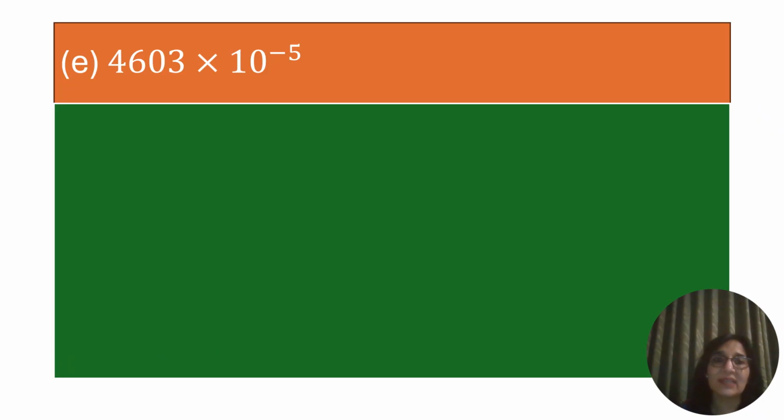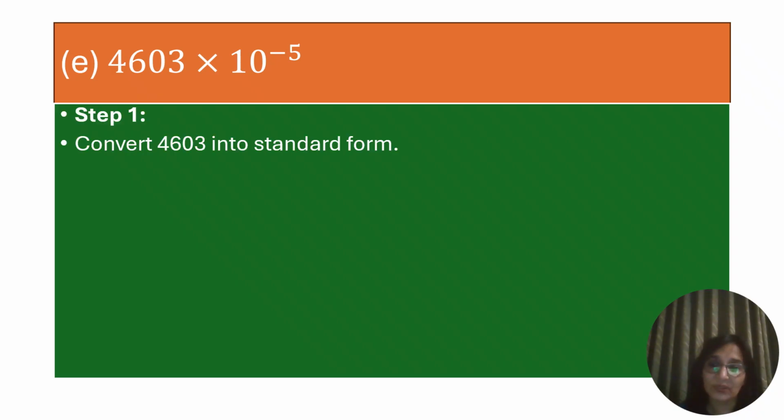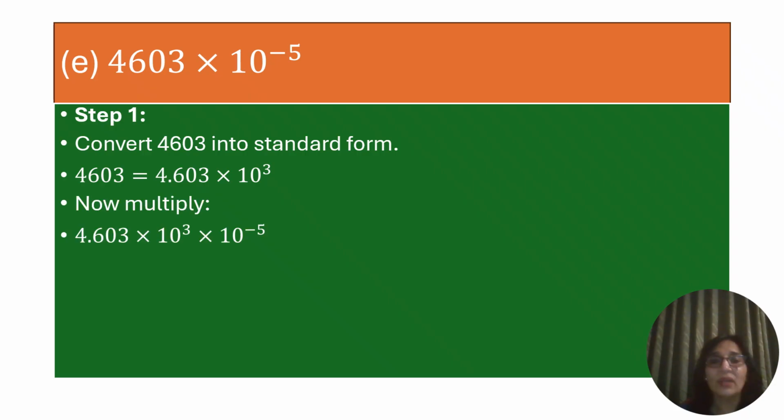Next is 4603 into 10 to the power minus 5. Now what is the first step? You need to convert 4603 into standard form. So when we say standard form, again the decimal. So now here it is 4.603 into 10 to the power 3. That means we have again moved the decimal places. So now we have 4.603 into 10 to the power 3 into 10 to the power minus 5. This is given, so we have written 4603 in this form.